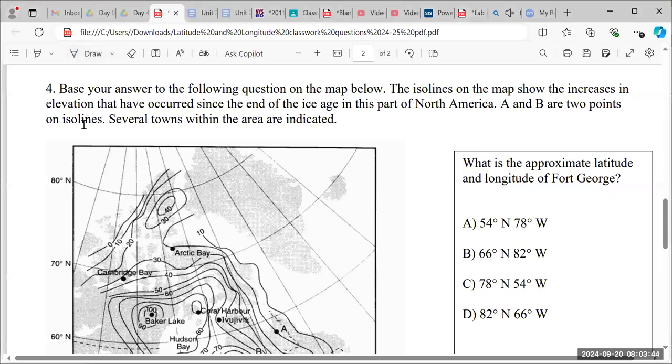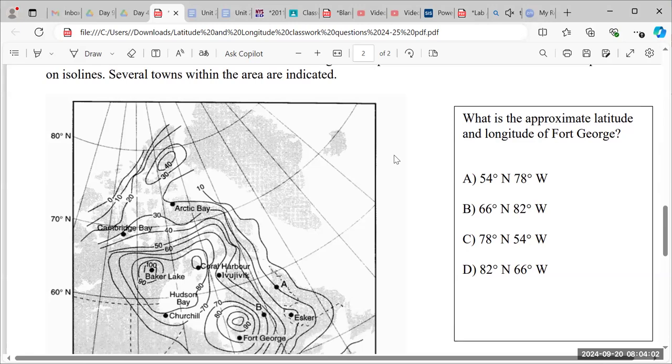All right, so number 4 says, base your answers to the following question on the map below. The isolines on the map show the increases of elevation that has occurred since the end of the Ice Age in this part of North America. A and B are 2 points on isolines. Several towns within the area are indicated. What is the approximate latitude and longitude of Fort George?